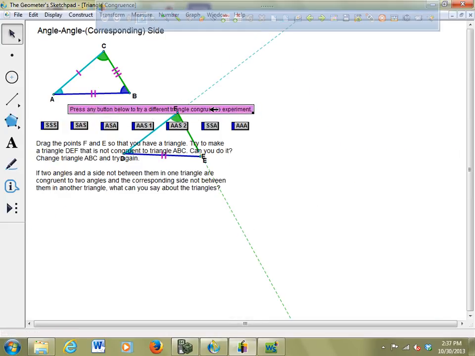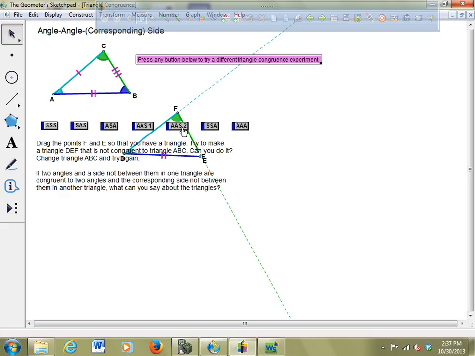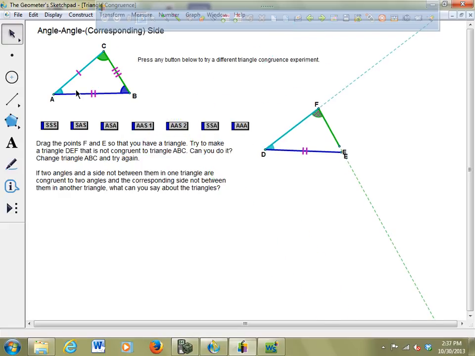Okay, so here it is, AAS 1. If two angles and a side not between them in one triangle are congruent to two angles and the corresponding side not between them in another triangle, what can you say about the two triangles? In this one, this angle has to match this angle, and this side has to match this side. That's called AAS. You could call it in reverse, SAA. Let's see if it works.